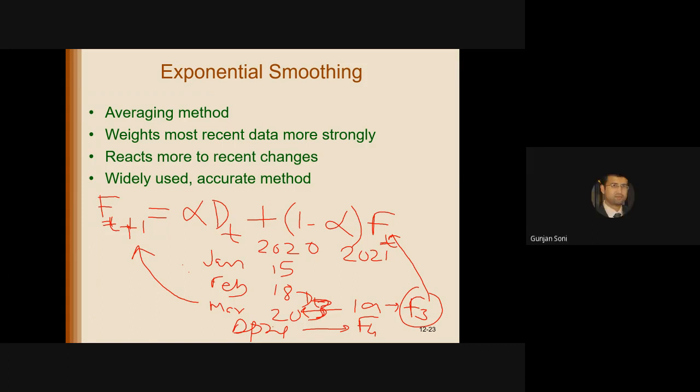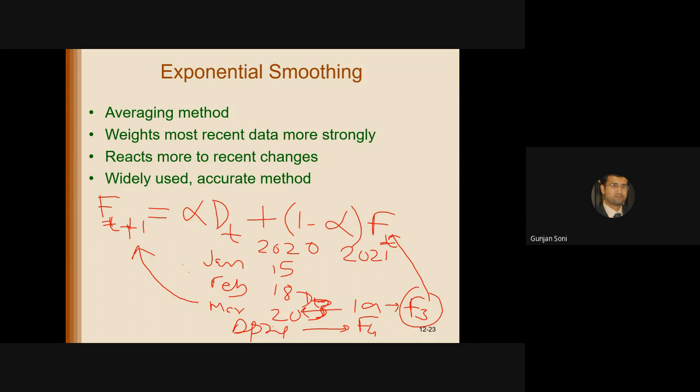What happens if you give 0.5, and if you give 0.6? That depends. Do you want to give more weightage to the recent forecast, or more weightage to the actual demand? At 0.5, both the actual demand and the forecast are given equal weightage. When alpha is greater than 0.5, you give more weightage to the actual demand. And if alpha is lesser than 0.5, you give more weightage to the forecast. Am I clear? Yes, sir.